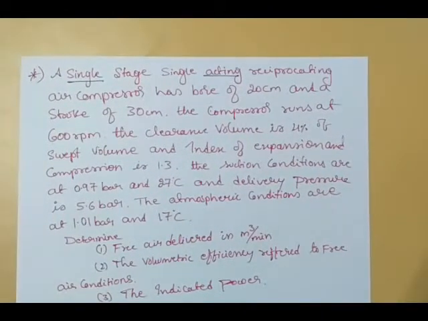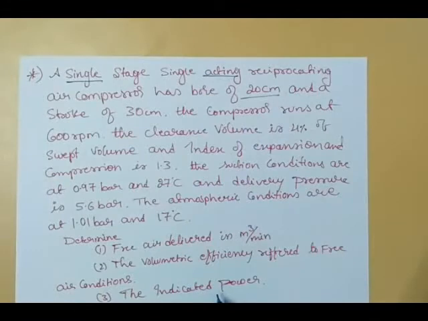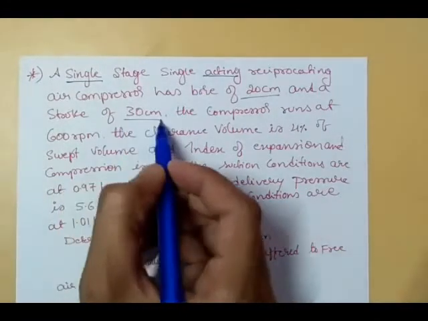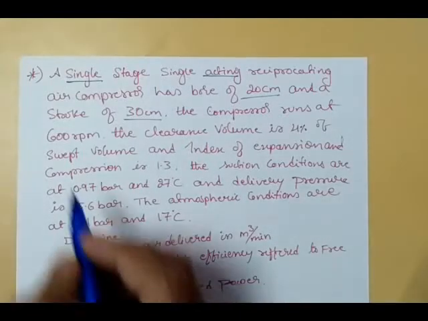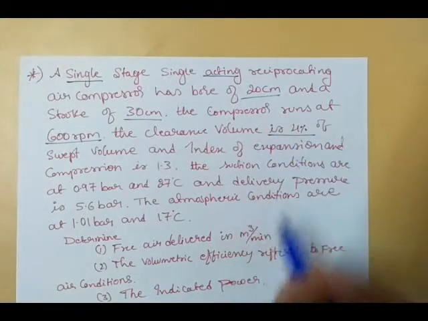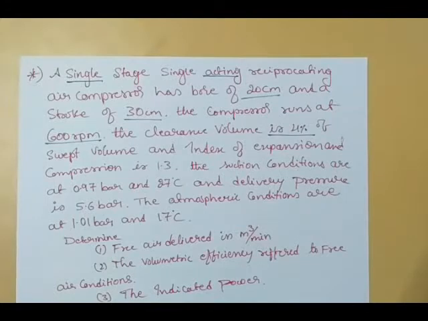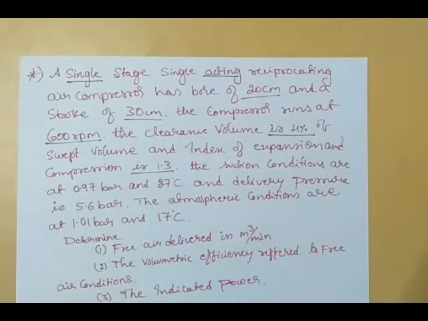A single stage, single acting reciprocating air compressor has a bore diameter of 20 centimeter. So the diameter of the compressor is 20 centimeter and stroke length is 30 centimeters. Compressor runs at 600 rpm. This is the speed of the compressor, and it has a clearance volume of 4% of the swept volume. Then the expansion index is 1.3.